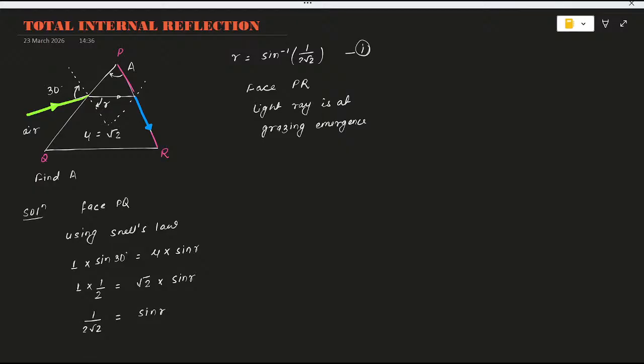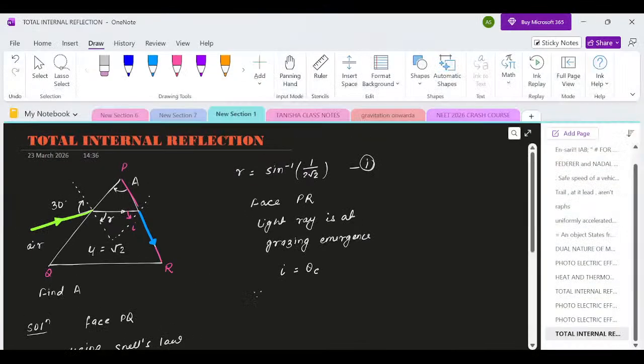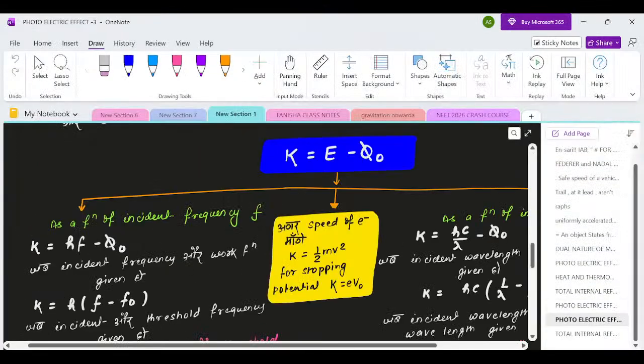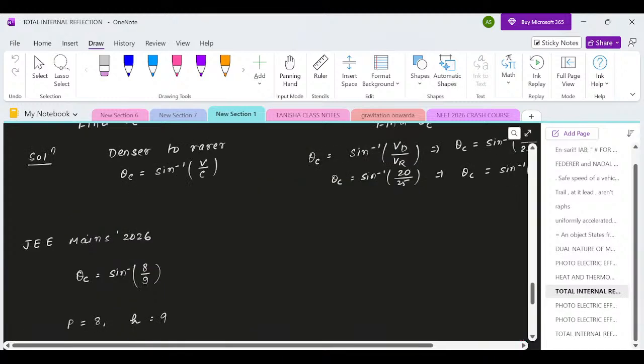Okay. Now, because light ray is at grazing emergence, Akash, you can say, sir, this angle would be treated as I, angle of incidence. And for grazing emergence, we know that I is equal to critical angle. Say yes or no. And because we have already discussed in the previous slide, I would love to show you that slide first. Yeah, there you go.